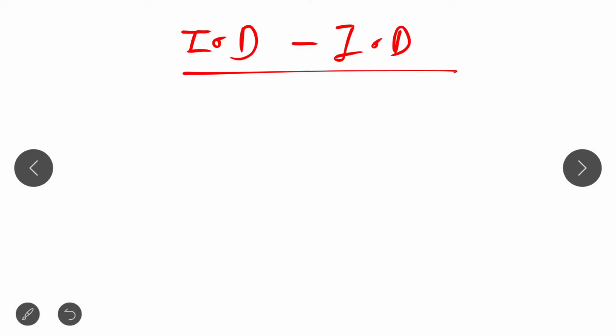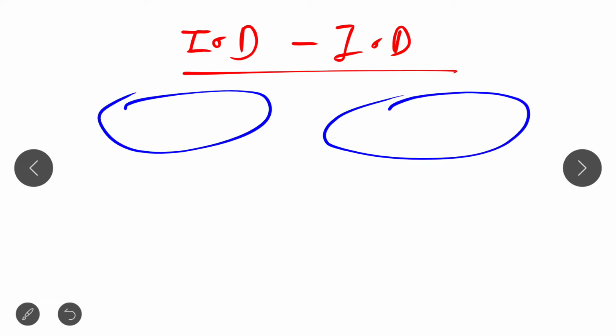Now the third type is basically induced dipole and induced dipole. In this case both molecules do not contain any charge.